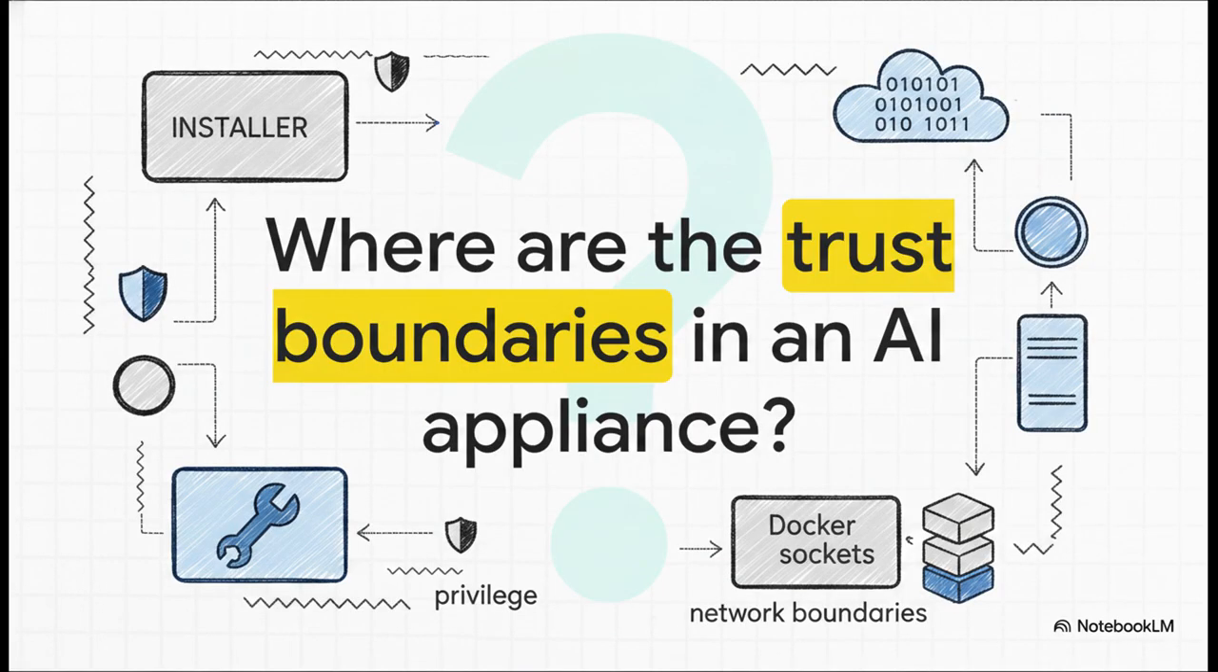And this leads us directly to a really critical question. Where do the trust boundaries actually sit in a unified local AI appliance like this? Because the installer is acting as a highly privileged supply chain component. It's detecting hardware, it's managing Docker sockets, it's downloading external binaries. We have to be hyper-aware of where the network and privilege boundaries are actually drawn.